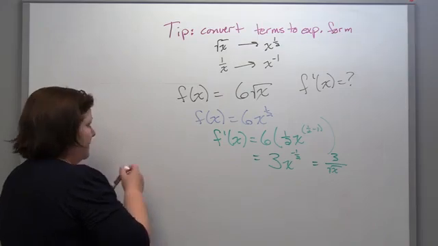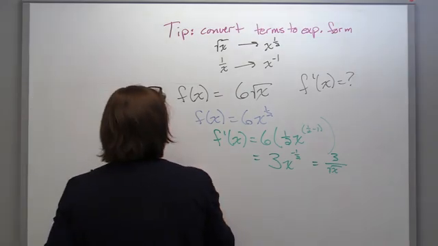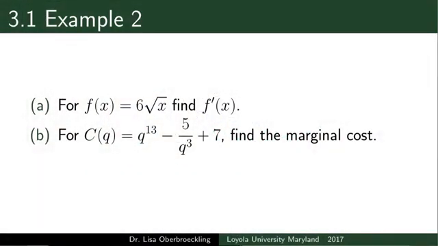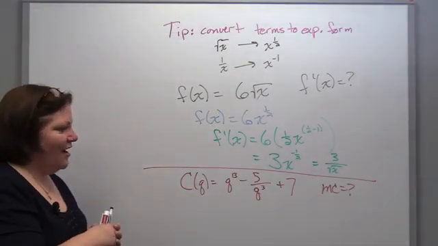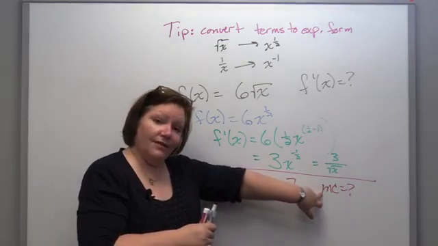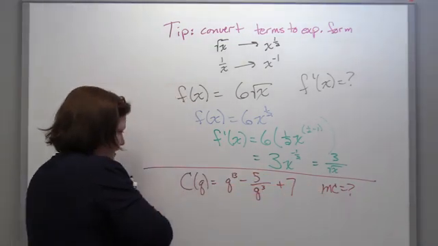The next example, we're going to look at q to the 13 minus 5 over q cubed plus 7. And we're asked to find what the marginal cost function looks like. So we're asked to find what the marginal cost looks like. Remember, that's also asking what the derivative of c looks like.